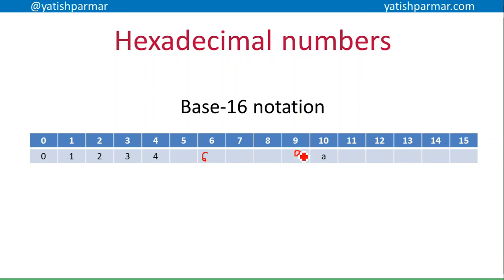But when we get to 10, we're going to represent 10 with A, because we want to use a single value in that column. Similarly, 11 is going to be B, 12 is C, 13 is D, 14 is E, and 15 is F. So we've got these letters now representing single values.